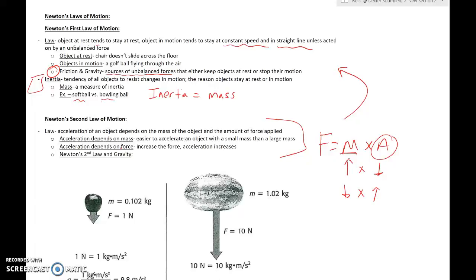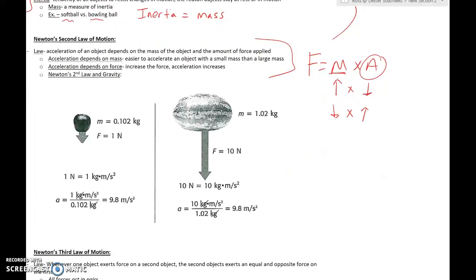That makes sense. What this diagram here is showing is the idea that all objects accelerate at the same rate due to gravity when they are in free fall. So here we've got a watermelon with a mass of 1.02 kilograms. The force due to gravity pulling down on this object is 10. If we set up our equation, 10 newtons equals 10 kilograms, and we're solving for meters per second squared, do the math out, we get 9.8.